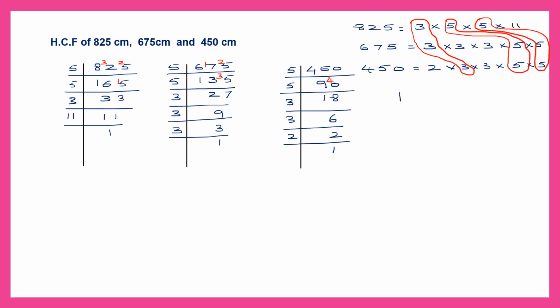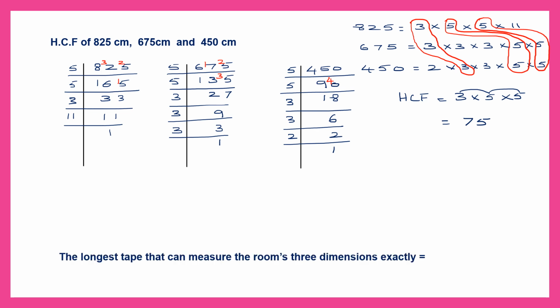So to find the HCF, we need to take out all the factors that we have circled. So we have 1, 3. Then we have 1, 5 and one more 5. Now let's multiply all these. 3 fives are 15. 15 fives are 75. So the HCF is 75. So what have we found out? We have found out that the longest stick that can measure the room's 3 dimensions exactly is 75 centimeters. So this is our answer, 75 centimeters.